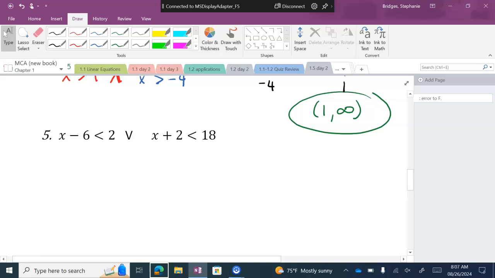Which means I only have to have one inequality true, but I could also have them both true. Like if I said I wanted new shoes or a new shirt, would I be okay if I got both new shoes and a new shirt? Of course. But I just said or, so I would be happy with one or the other, but I would also be happy with both.